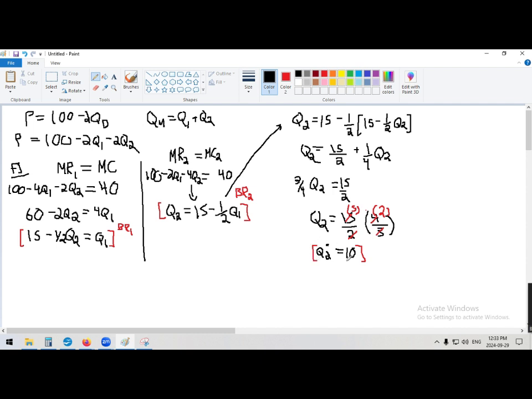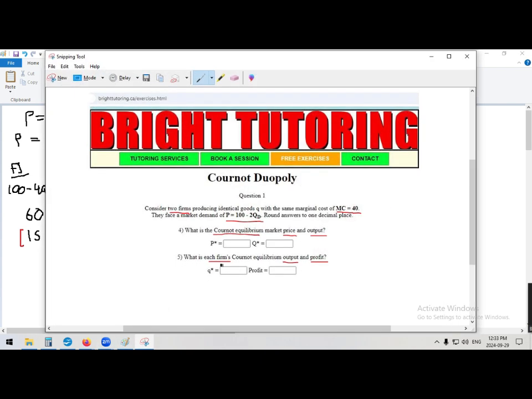So we know firm 2's quantity. And then if we take this back over here and plug it back into firm 1's best response, we say, okay, Q1 is just going to be 15 minus half of Q2, which is 10. So 15 minus 5, it's also 10. So that there, we have the output of each firm. So we know each firm's output is going to be 10.